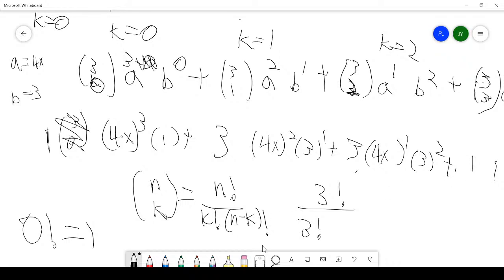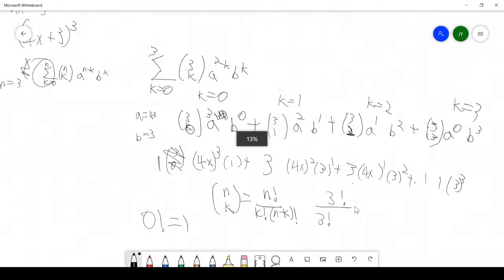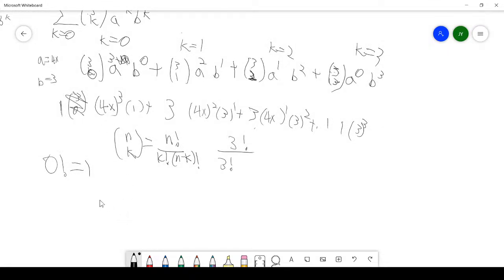And we are almost done, but to finish writing it out, there is one more step we need to take. 4 to the third power is 64, times 1, 64x cubed, plus 16 times 3, 48, 48 times 3, 144x squared, plus 9, 27, 27 times 4, 108x, plus 9. This is the final answer.